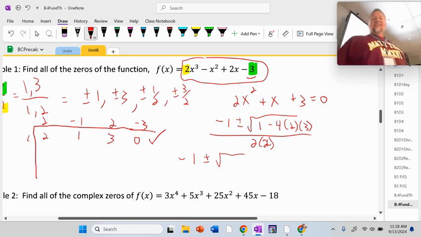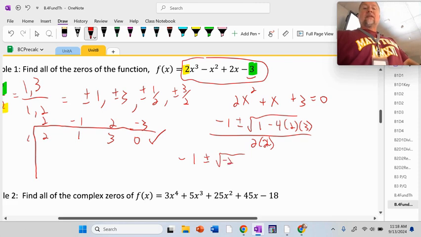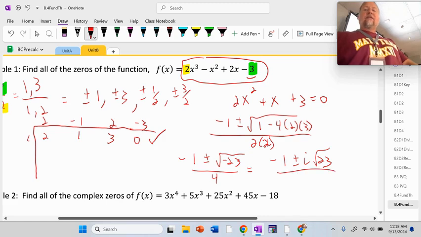Okay, 4 times 2 is 8, times 3 is 24. Oh, that's nice. 1 minus 24 is negative 23. Why is that nice? It's prime, which means I have to do nothing. Negative 1 plus or minus i root 23. The only thing I have to do is take out an i, right? All over 4.